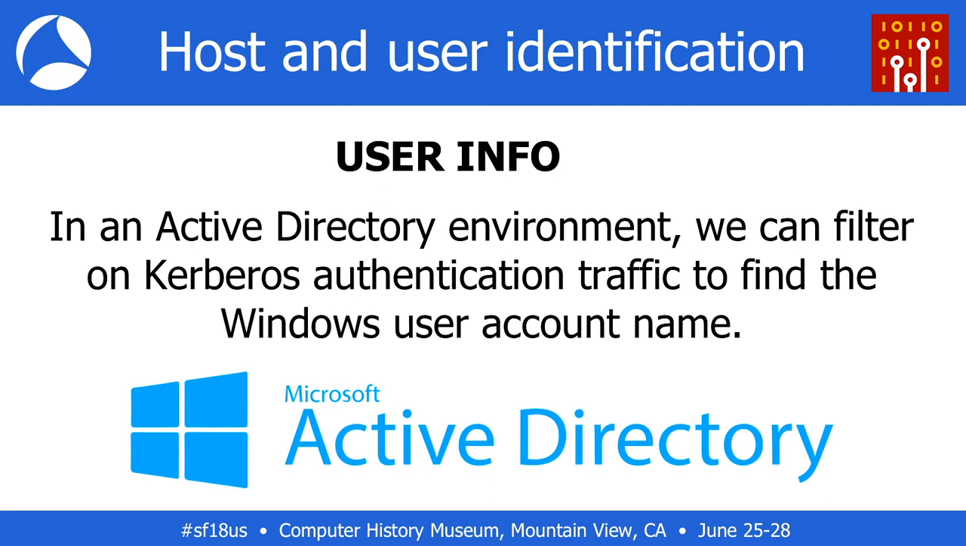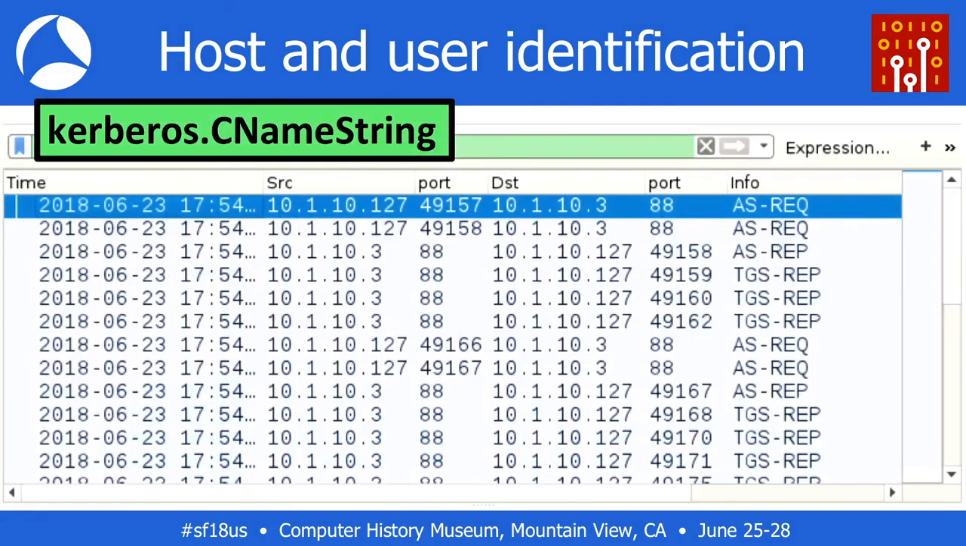So we're going to look at the Kerberos authentication traffic that should have the value of that Windows user account. How do we find it? We filter on kerberos.CNameString. From what I understand, this is case sensitive. So please filter on that.